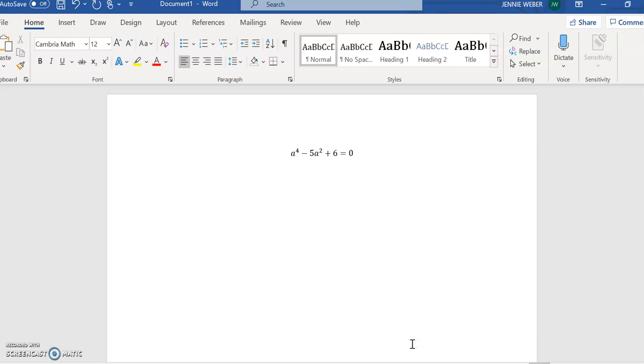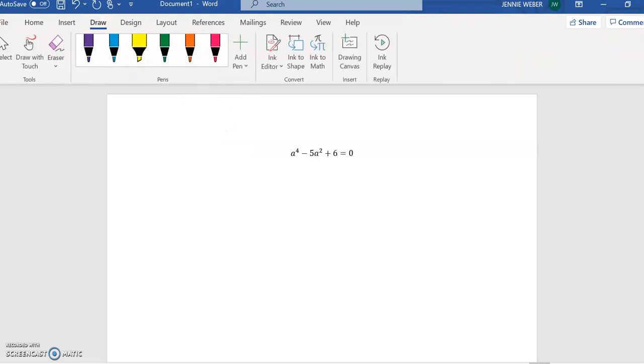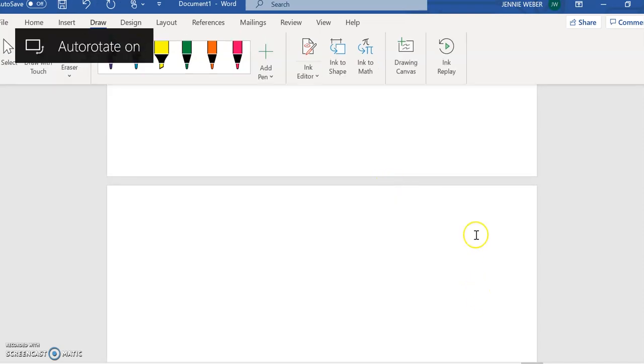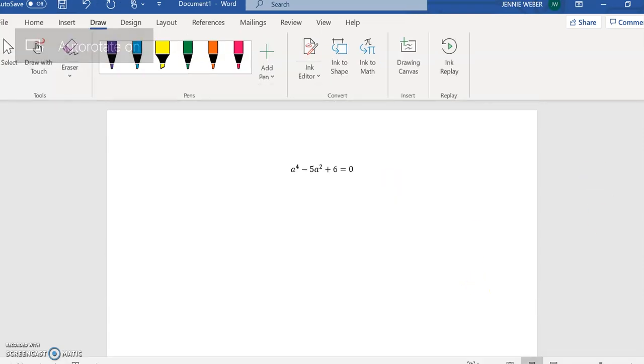Okay, we're asked to solve this equation, and when you first look at it, you might think, I don't know how to solve that. That's not something I've worked with. But what we want to notice is that when we look at these two exponents, they are related by a factor of 2. That means this is quadratic in nature.